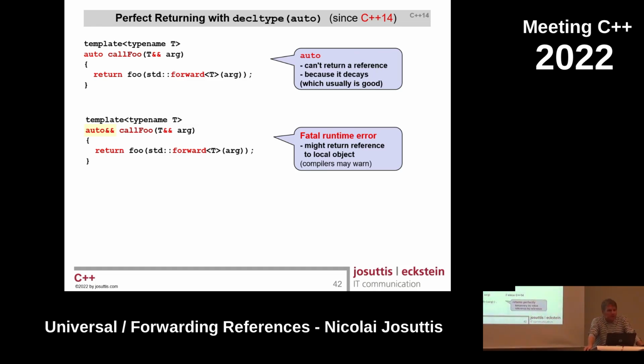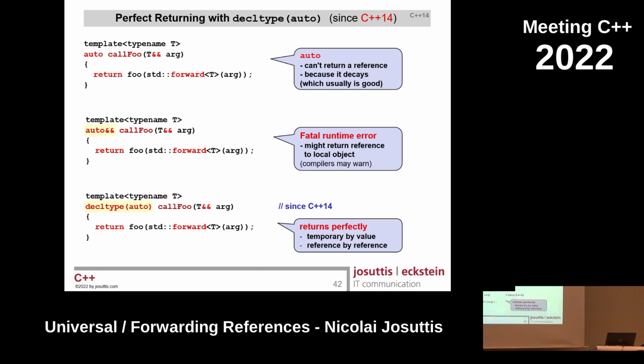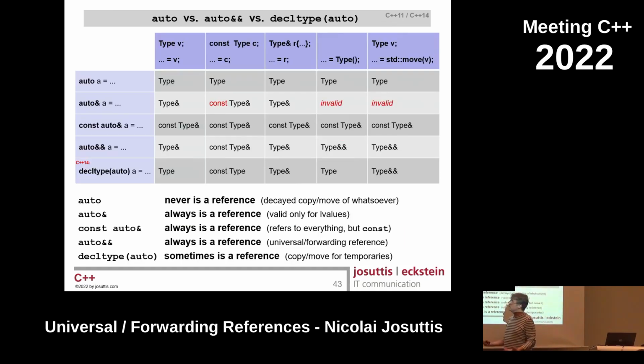That's the good news. For that, there was also a very ugly workaround, and for that, in C++14, we introduced decltype auto. Decltype auto says maybe a reference, maybe not. If this is a temporary object, so an R value, we return by value. If it's an L value, we return by reference. Roughly speaking. The story is a little bit more complicated, but we have no time to do that.